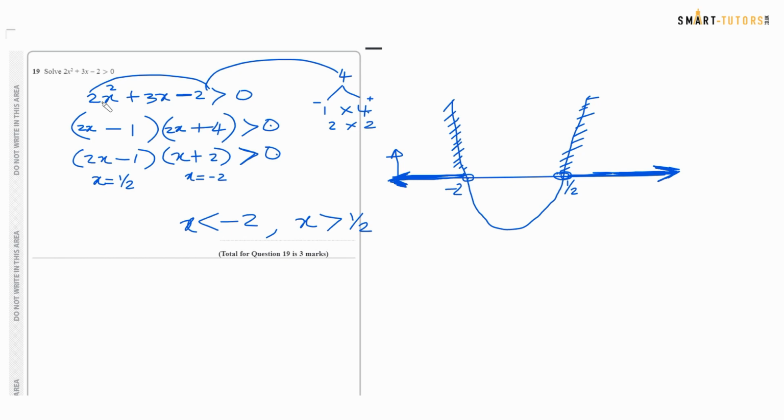You can't put equal because the question is only greater than, not equal. So you can't color the bubble. So leave the bubble as it is. One is left and one is right. Two separate inequalities is the solution for that question. That is our final answer for 19.